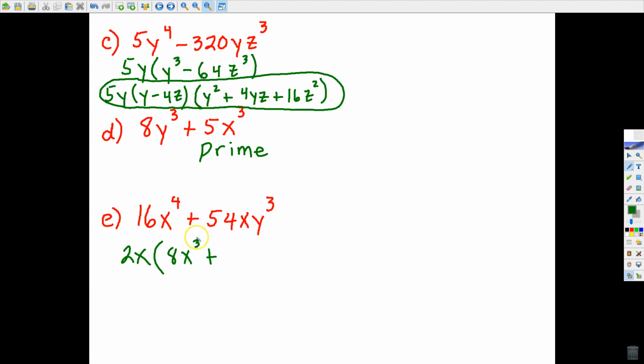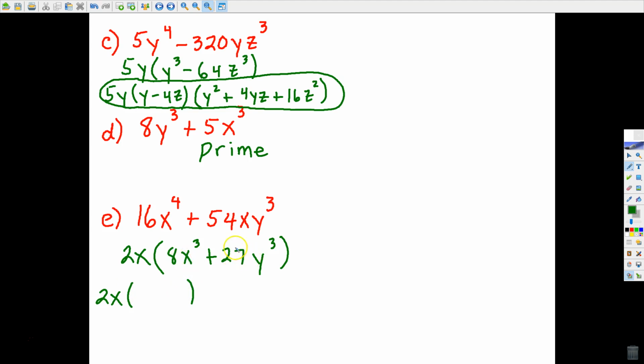And then over here, plus 2 goes into 54 27 times. The x's would cancel, and that gives me y to the third. So after factoring out the GCF of 2x, in the parentheses I have that sum of two cubes situation, and now we know how to factor that. So I'm going to bring down the factor 2x.